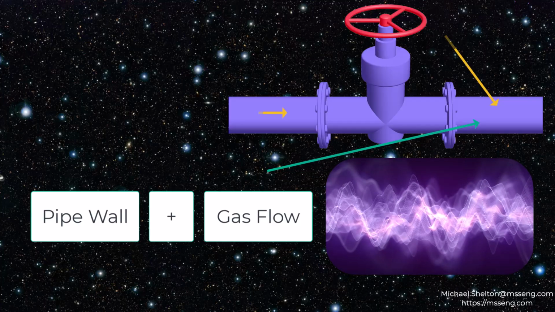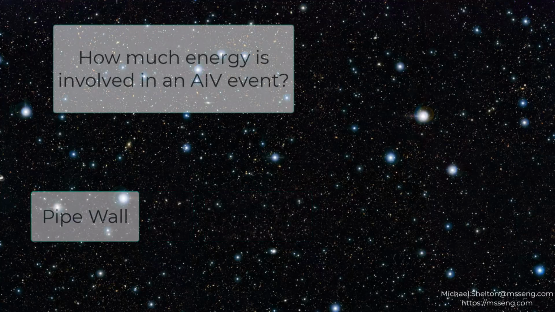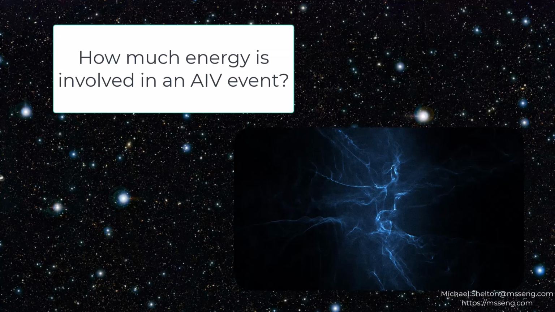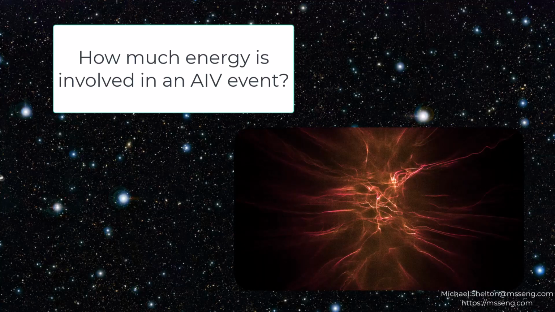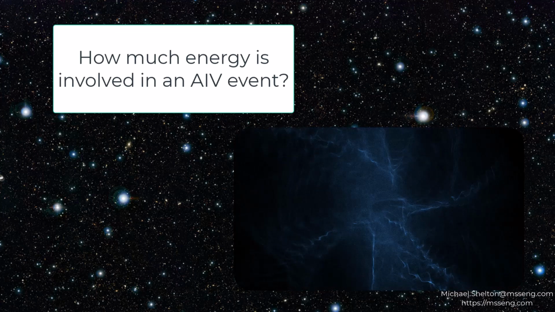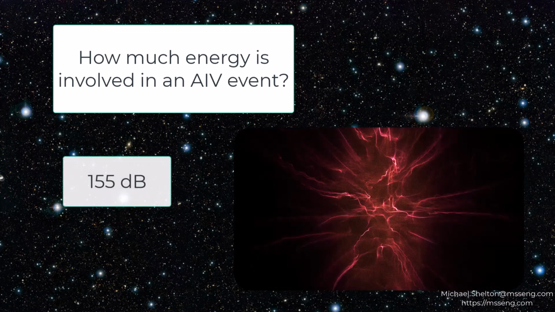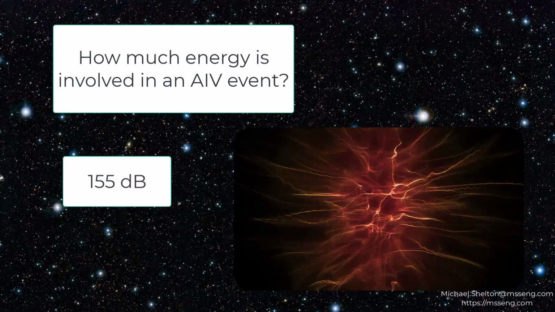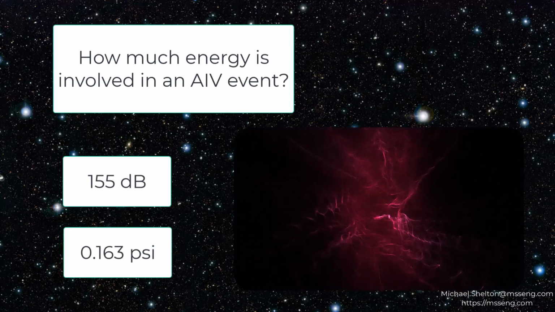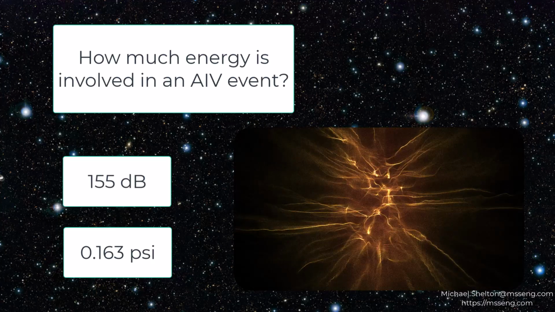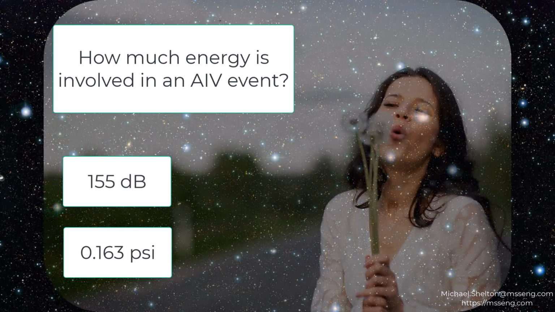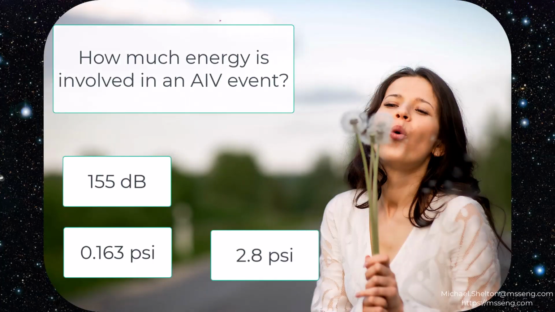Well, as John was pointing out, how much energy is involved in a typical AIV event? The Energy Institute limits the decibel level, for no further analysis required, to 155 dB. This 155 dB equates to 0.163 psi acoustic pressure. Now remember, a person can only blow 2.8 psi through their mouth.